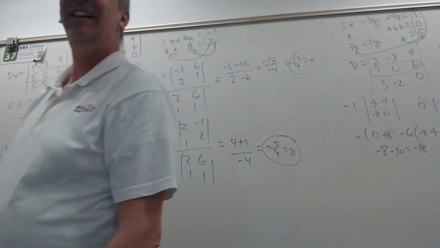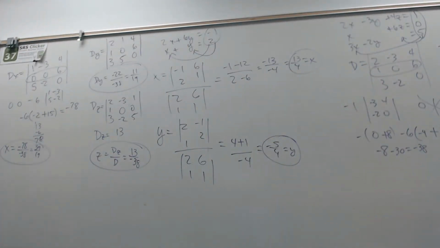When we found D, what is that? That's the determinant, so is that the denominator for x, y, and z? Okay, I'm having a bit of a dilemma here.